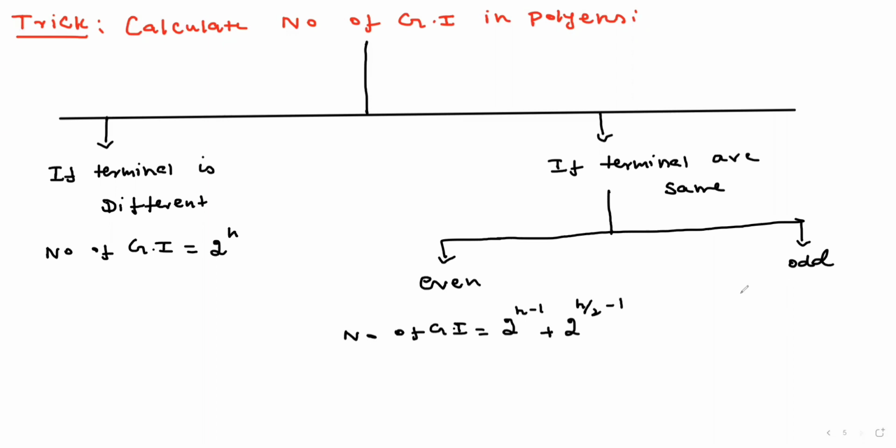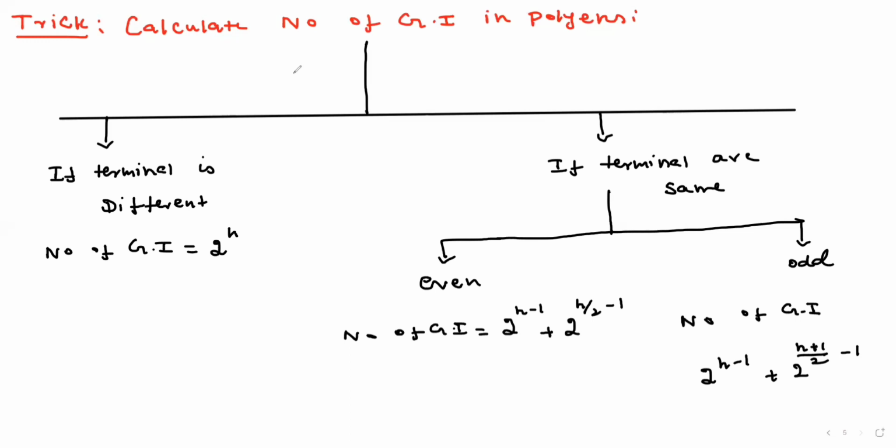If the double bond count is odd, what is the number of GI? What is the formula? The number of GI is 2 power n minus 1 plus 2 power n plus 1 by 2 minus 1. Very, very important formula. Please know all the formulas.